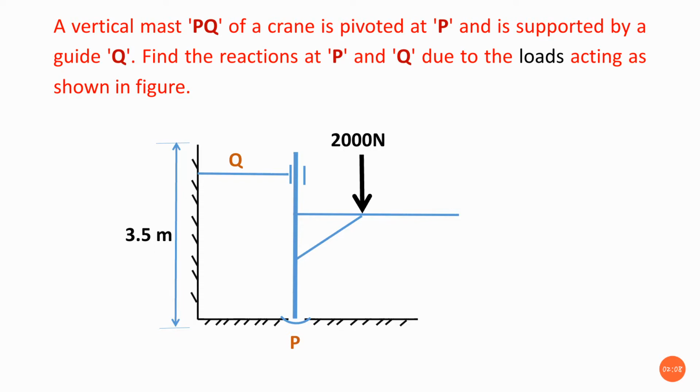The first one is 2000 newtons at a distance of 2 meters from the P rod. Similarly, another load is acting at the end of the mast, and that is 2000 newtons, at a distance of 3 meters between the two loads. So this is how the problem has been given, and it asks to draw the free body diagram and find the reactions at P and Q. And then what are the concepts we need to develop to draw the free body diagrams.